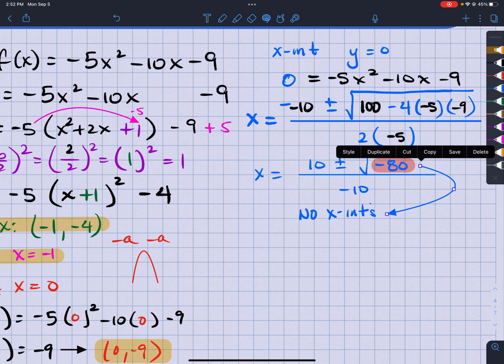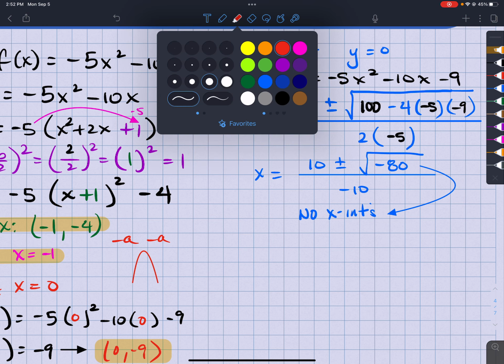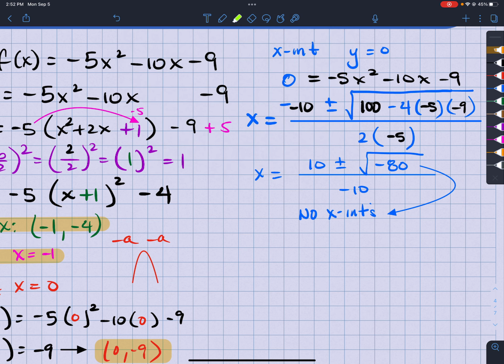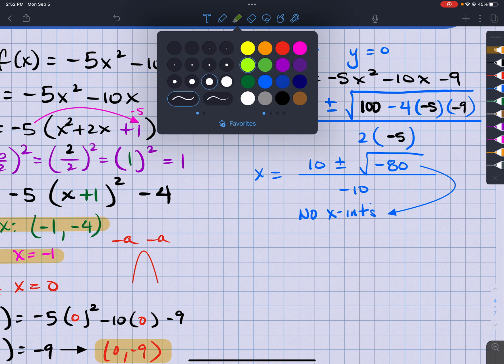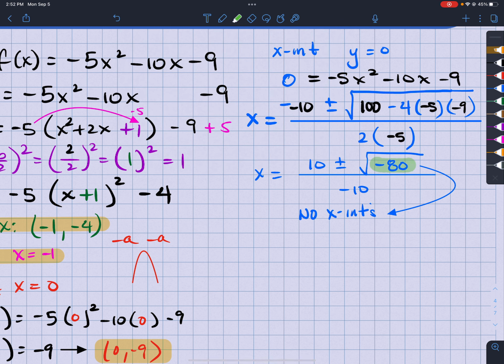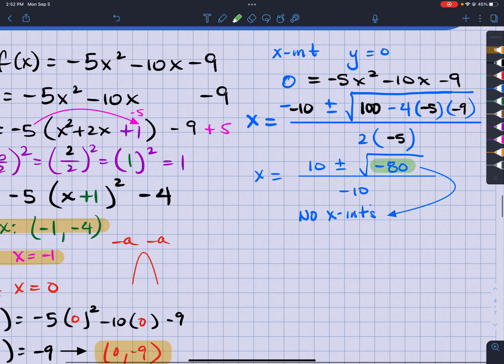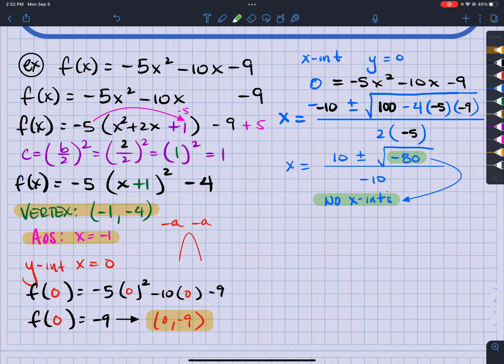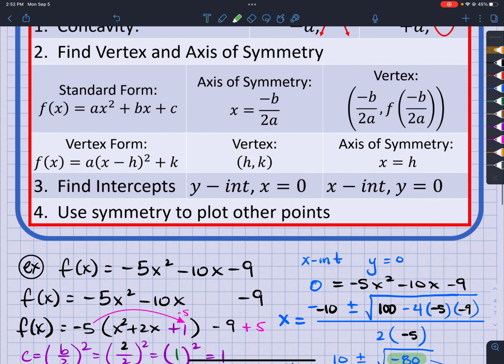And that red might be hard to see, so maybe I do need to change it to something different. Like, would that green work? Okay, how about this green? Yeah, that'd be better. So this tells me that there is no x-intercept. Okay, so with that being said, awesome. So now I have done everything that this has told me to do.